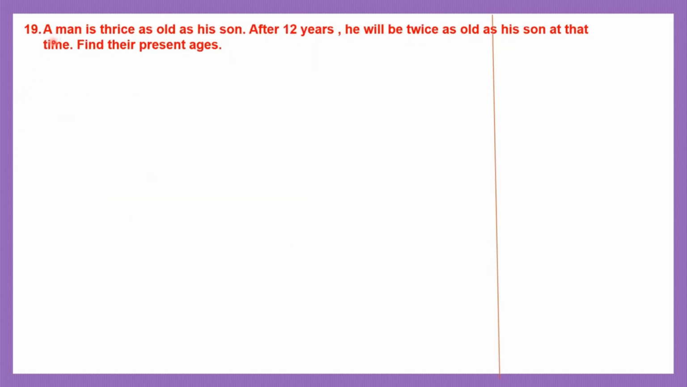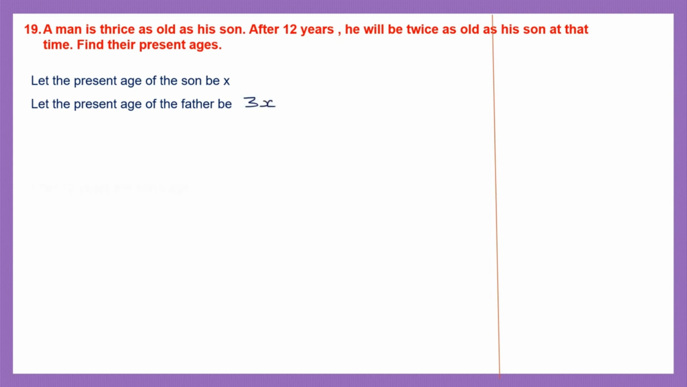Question 19. A man is thrice as old as his son. After 12 years, he will be twice as old as his son at that time. Find their present ages. So let's begin to find their present ages. So let the present age of the son be x. That means the present age of the father, according to the question, father is thrice as old as his son. So the present age of the father will be 3x.